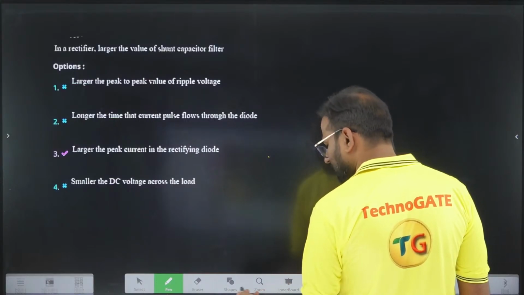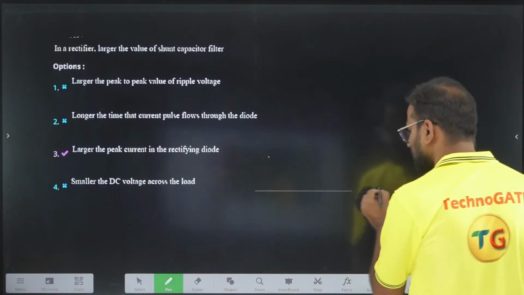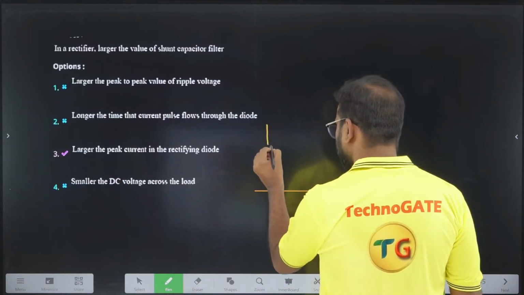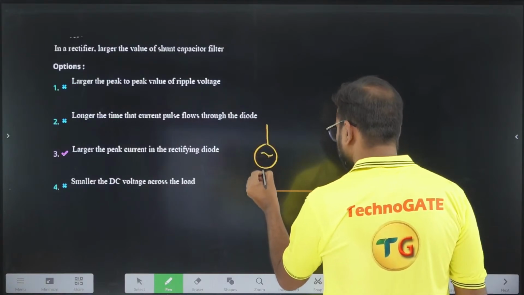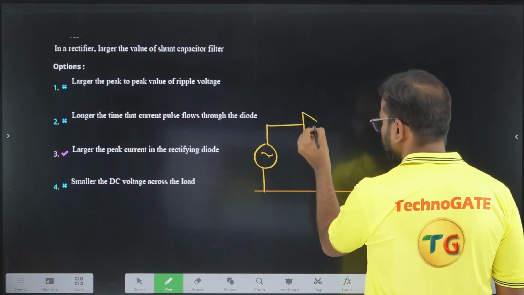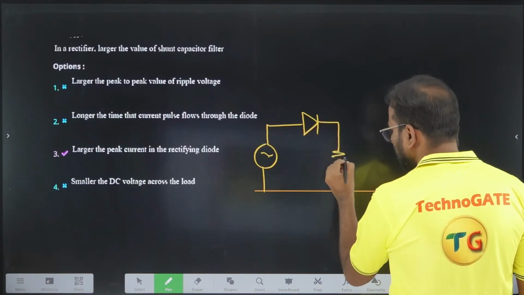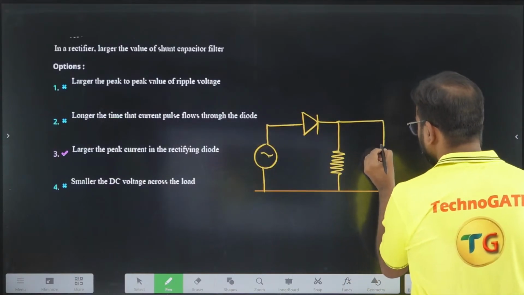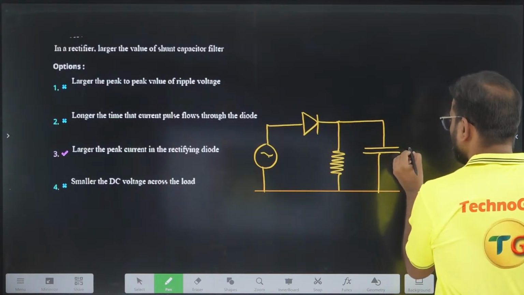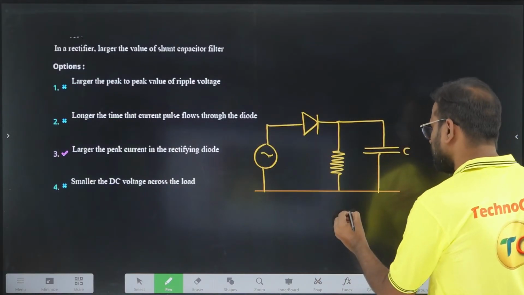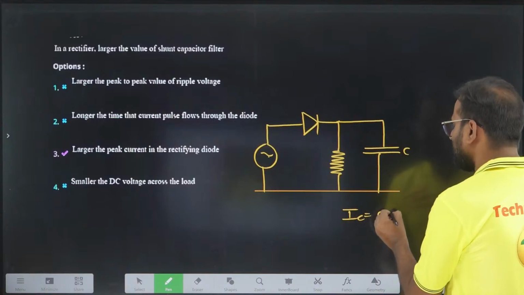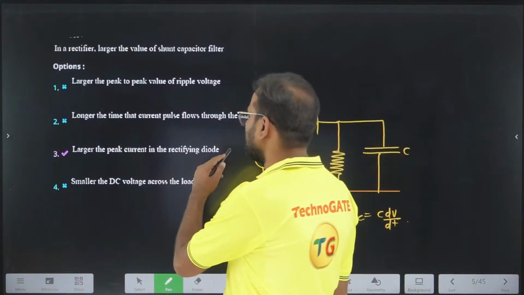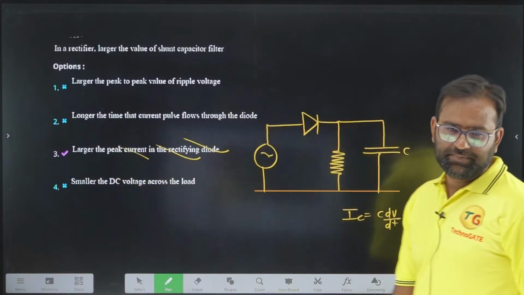Let me draw any of the popular rectifiers. This is your rectifier, the idea of converting AC into pulsating DC. And now we are having one capacitor. The question is about this capacitor. So can I say the current across capacitor is IC equal to C dV divided by dt. So higher value of capacitor means larger current. This is the idea.